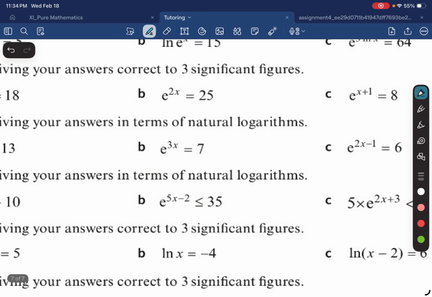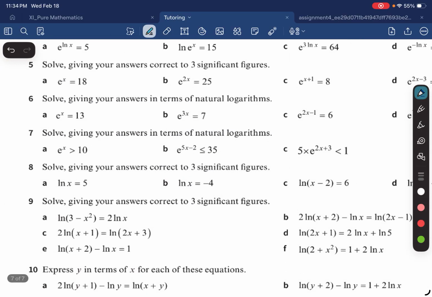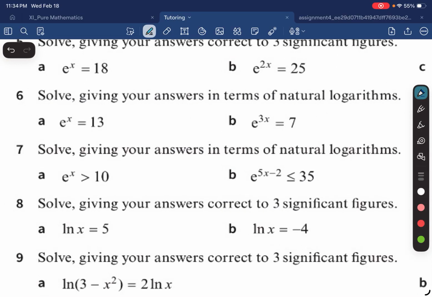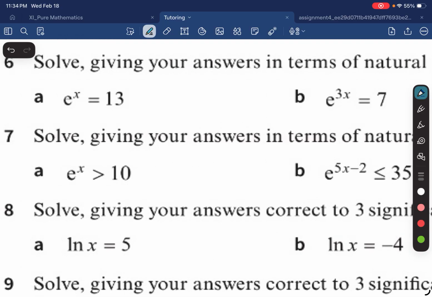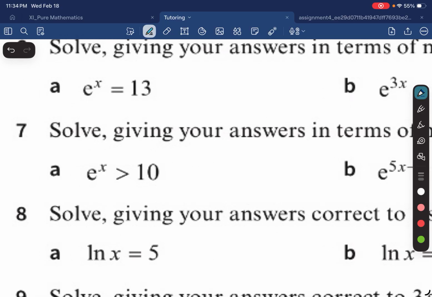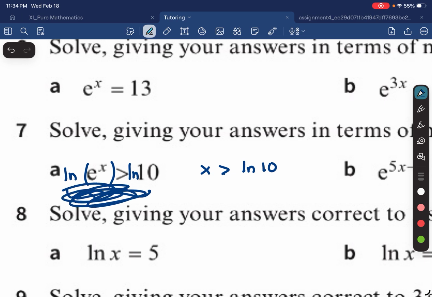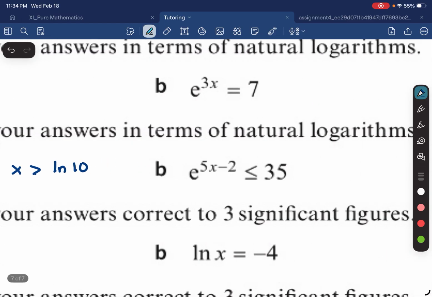These are the same types of questions that we have been doing with logarithmic and exponential inequalities, just with base e. So we can take the natural log of both sides again, and that gives us x is bigger than ln 10. The natural logarithmic function is also an increasing function. So basically, if e to the power x is bigger than 10, then ln e to the power x has to be bigger than ln 10. So therefore, x is bigger than ln 10.